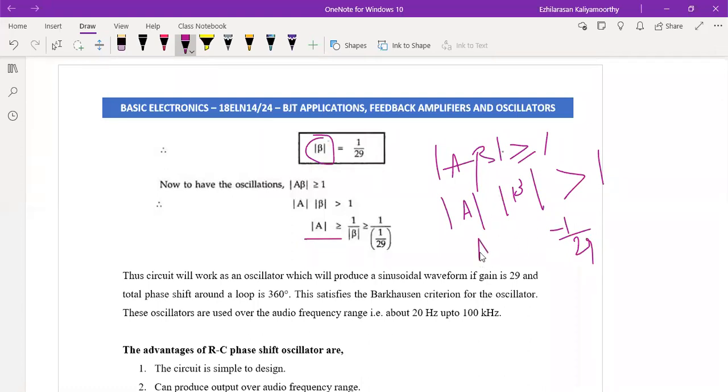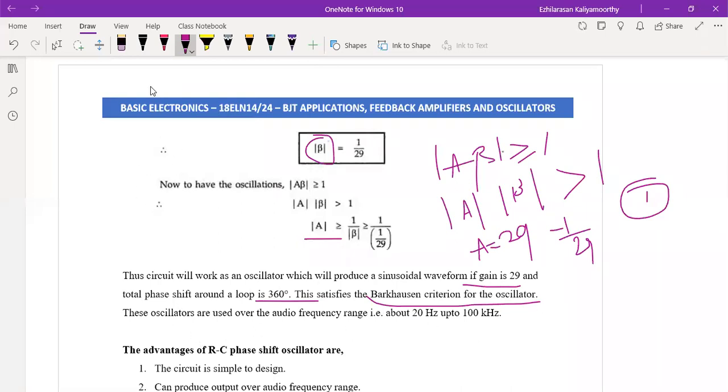Now, what should your A value be? A should be 29. If A is 29 and beta is minus 1 by 29, then when you multiply, you will get 1, which satisfies the Barkhausen criterion. So the amplifier must have A equal to 29, or more than that, and then A beta will be greater than 1. The circuit will produce a sinusoidal waveform. Its gain is 29 and the total loop phase shift is 360 degrees, so this satisfies the Barkhausen criteria for the oscillator.